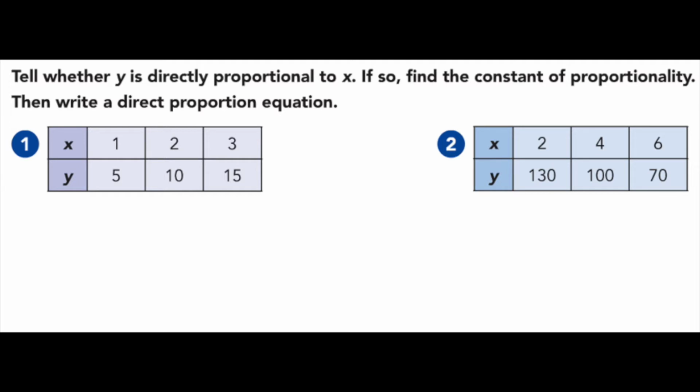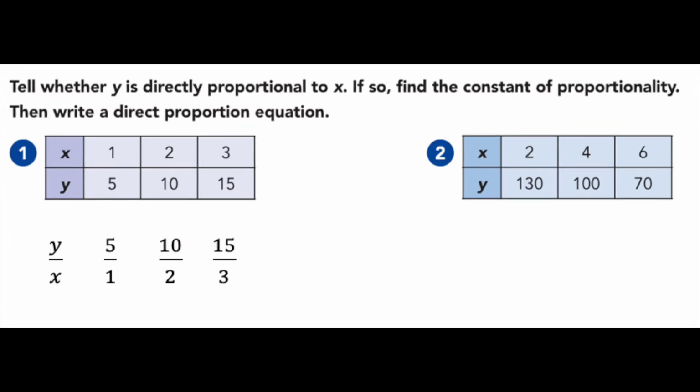In this example, we're trying to use a graph and determine whether y is directly proportional to x. If so, we need to find the constant of proportionality and then write a direct proportion equation. We will start with number 1 and set up our y values over our x values. We should set this up as 5 over 1, 10 over 2, and 15 over 3.